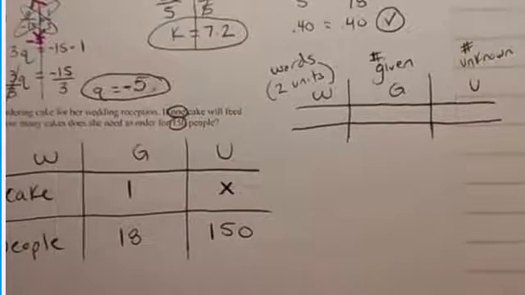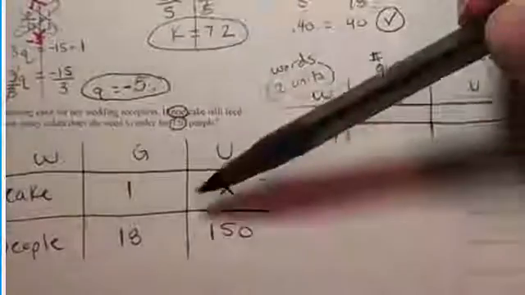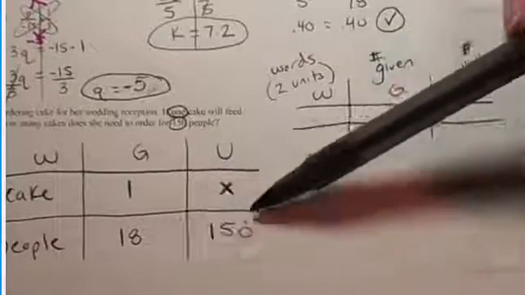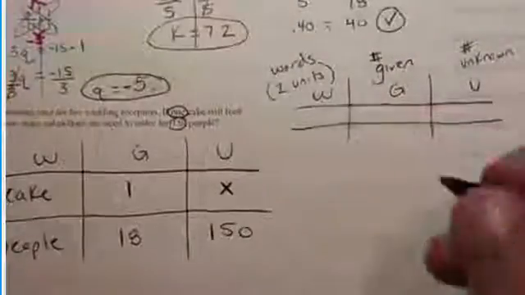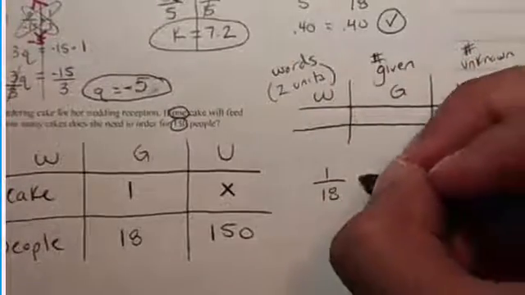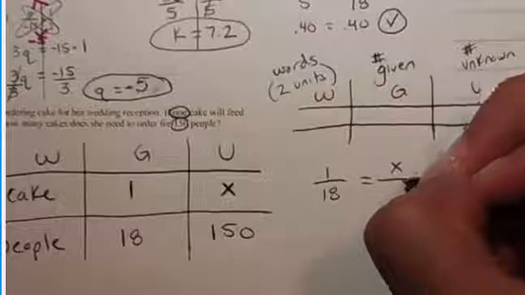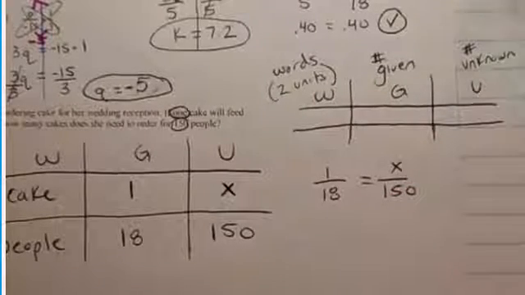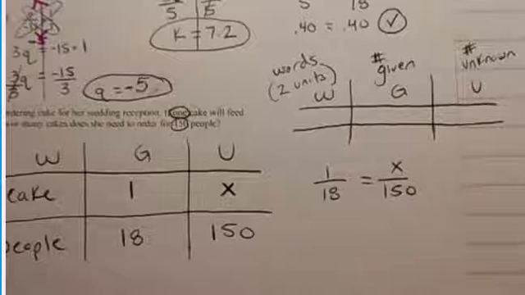That's what we're solving for. Okay, so that's what our WGU stands for. Now, since our WGU is set up as 2 ratios, 1 over 18 and x over 150, I'm going to rewrite it. The WGU just helps you set up the proportion. So now I'm actually going to write the proportion. So I have 1 over 18 is equal to x over 150.